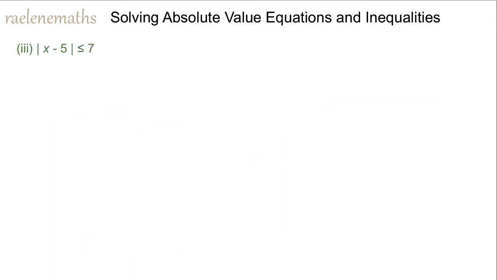So you can pause the video and try this next one on your own by thinking verbally and interpreting this inequality statement in one dimension. Okay, so what it really says is that the distance between x and 5 is less than or exactly equal to 7 spaces.